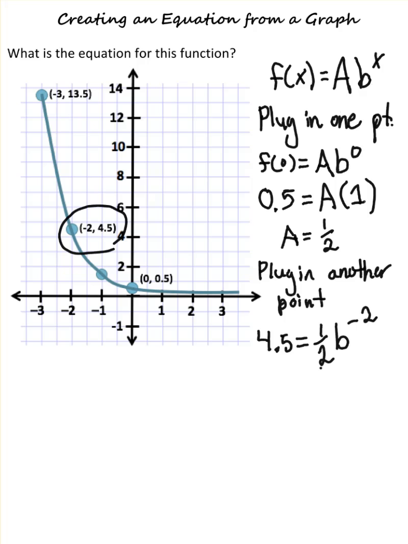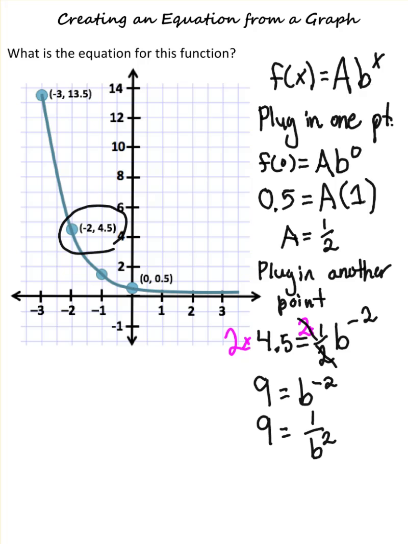Okay, so first I need to get rid of this 1/2. To get rid of a 1/2, I might want to multiply both sides by 2, right? That would clean up the 1/2 there. So then that 2 will cancel with the 1/2, and I'll be left with just 2 times 4.5 on this side, which is 9. So we get 9 equals b to the -2. Well, b to the -2 is also the same as 1 divided by b squared.